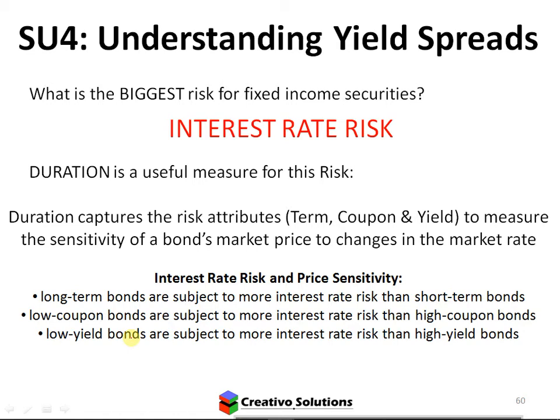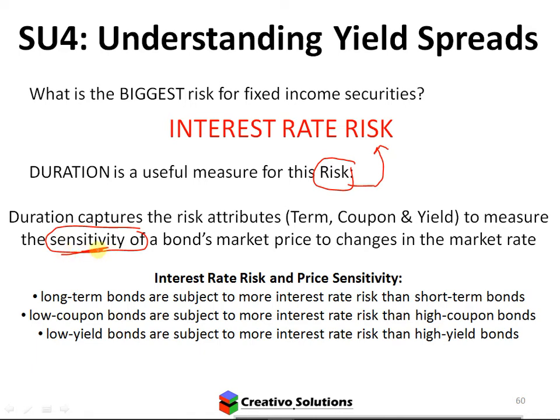Duration is what? A measure of risk. What risk? Interest rate risk. And if we define duration, it's a measure of sensitivity. We spoke about it a bit earlier, and we're chatting about it again here. Sensitivity is what?